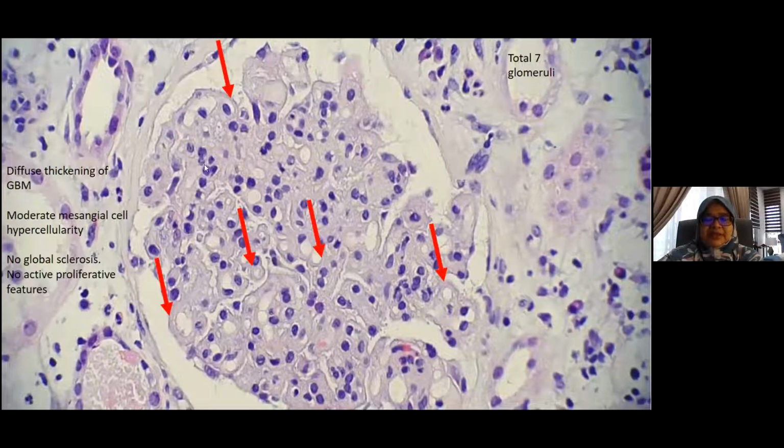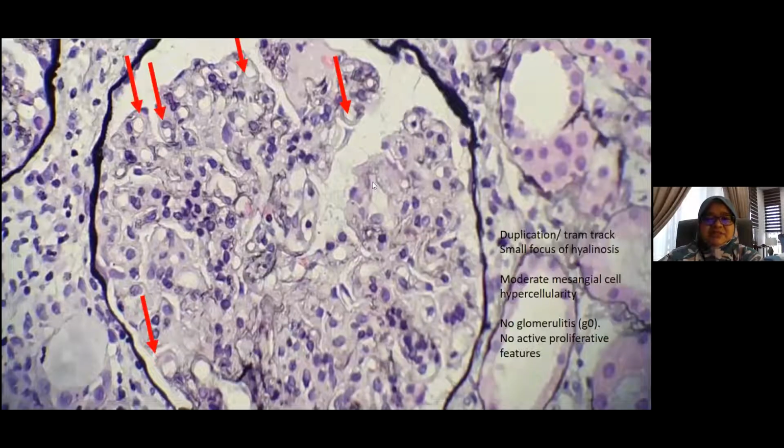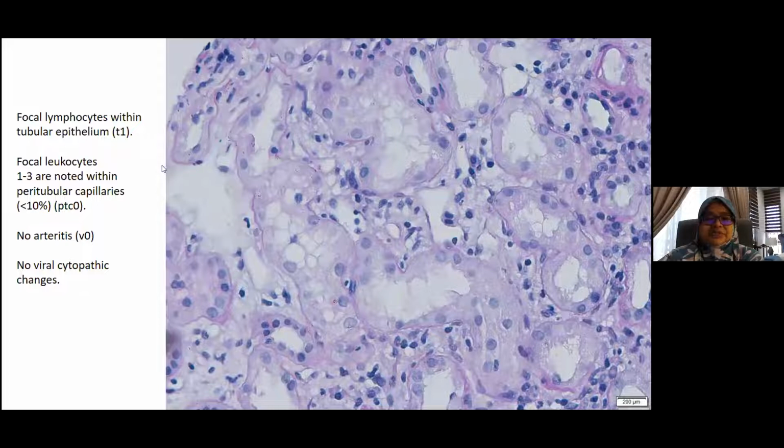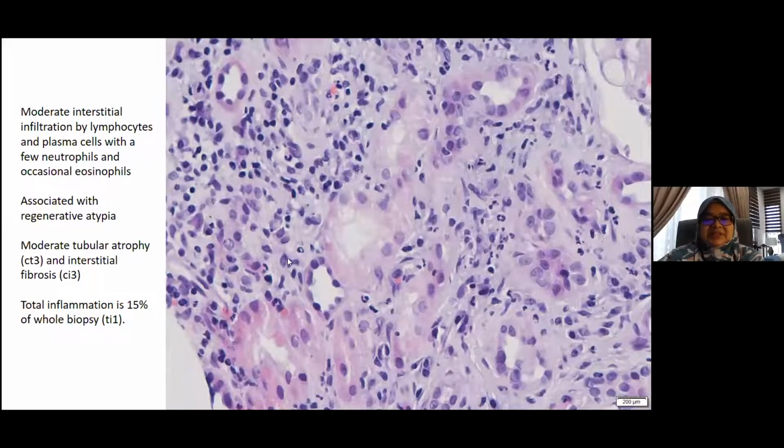So this is what they gave us. We still see the rigid and thickened glomerular basement membrane with increase in mesangial cellularity. There's a total of 7 gloms. We can see that there is the tram track appearance of the capillary loops in the PAG stain. We don't see significant tubulitis or PTC. There's some inflammation in the background with some regenerative atypia.